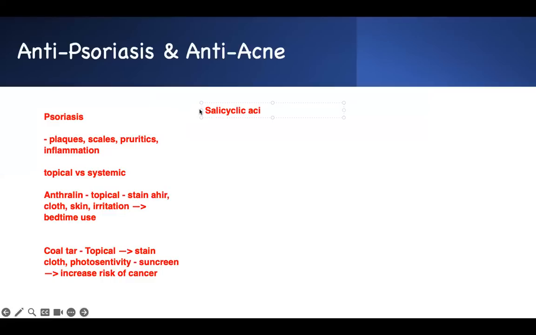Then salicylic acid is also a topical agent. It can be used in several areas. It softens the scales and makes them soft so that you can peel them off. What does it do? Not that big. It causes irritation or burn to the skin. That's a small burn. It's not that important. The side effect is not a big side effect.